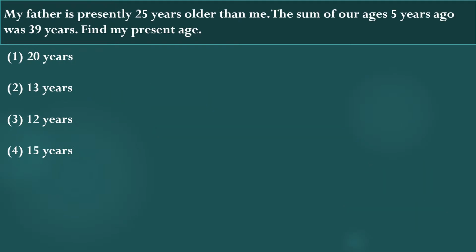See the question here. The question is from ages. We can see at least one question from ages from RRB Group D. My father is 25 years older than me. The sum of our ages 5 years ago is 39 years. Find my present age.